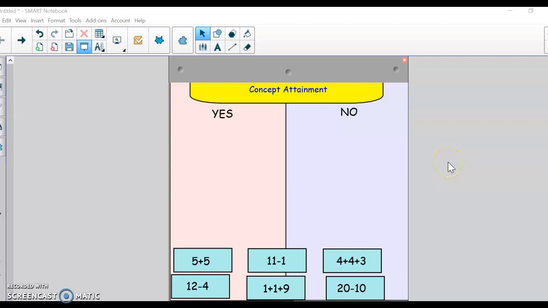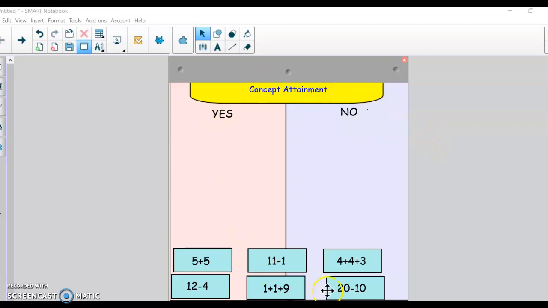Hi, first grade teachers. One of the research-based strategies that you can find in CTLS that you can use in math is called concept attainment. You can use this in order to introduce a unit, conclude a unit, or you can have your students create something like this to check for understanding during the unit.